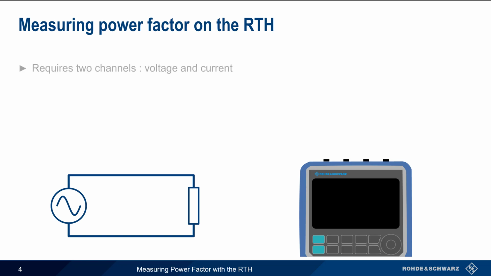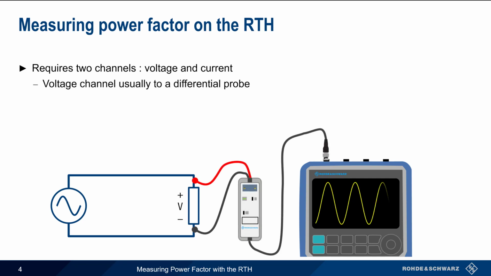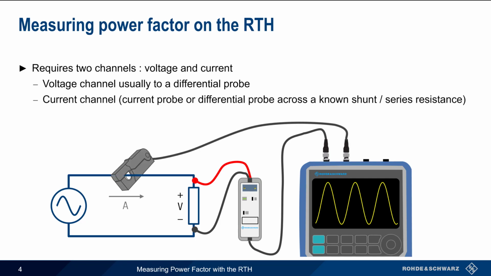Two oscilloscope channels are required to measure power factor, a voltage channel and a current channel. Voltage is measured across the load, usually by means of a differential probe, that is, a probe that's not referenced to ground. Current can be measured at any point in the circuit, and this is most often done using a clamp-on style current probe. Another method would be using a second differential probe to calculate current by measuring the voltage drop across a known shunt resistor in series with the load.